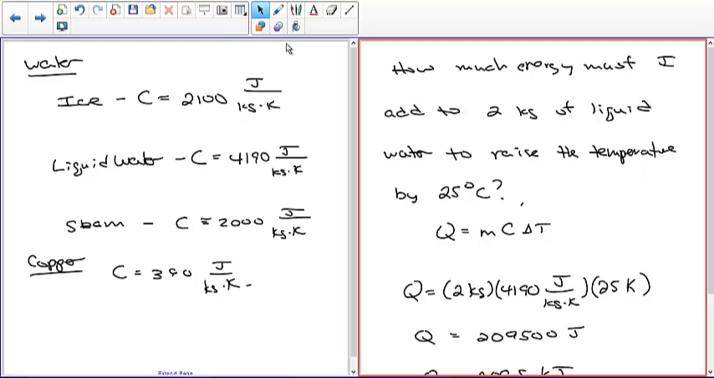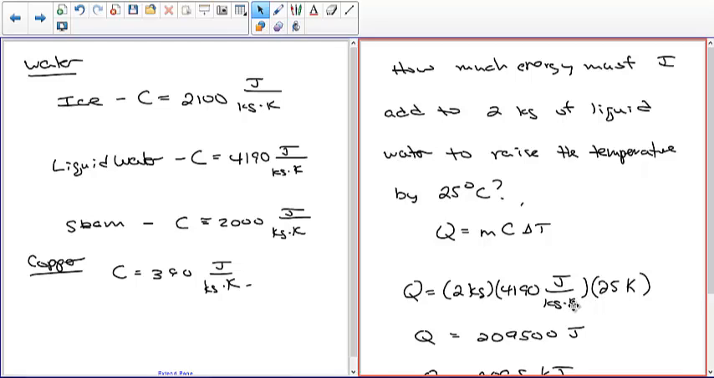Okay, so here's an example. How much energy must I add to 2 kilograms of liquid water to raise the temperature by 25 degrees C? So we have our equation. Energy is equal to mass times specific heat times the change in temperature. So we just put 2 kilograms, use the specific heat for liquid water, 4190, multiply by the temperature change, 25. And I use Kelvin here, but because it's temperature change, it doesn't matter which units I use.